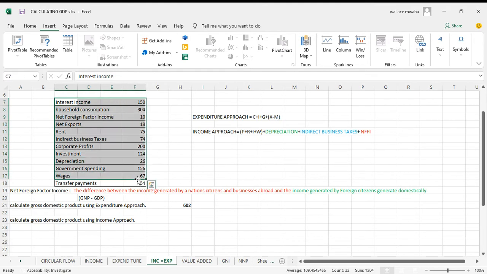So we're focusing on the people spending in the economy, and these can be us, the citizens, referred to as the households, businesses, government, and foreigners. The expenditure approach formula is consumer expenditure plus investment plus government spending plus the trade balance. The trade balance is the exports minus the imports. So X represents the exports, M represents the imports. So let's find the gross domestic product.